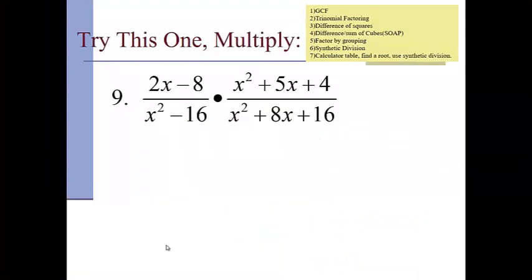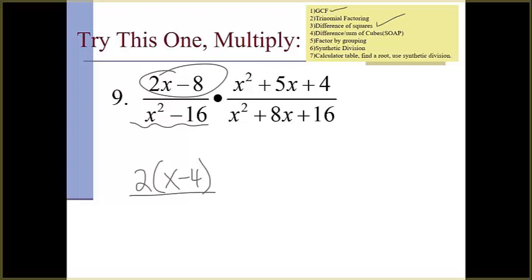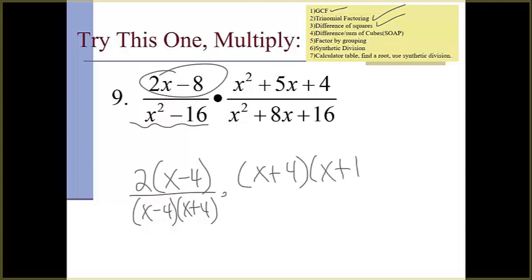Okay, so next one, multiplying yet again, and again we have 4 separate problems. So I'm not going to use my color coding. I'm just going to do these a little bit quicker. So this guy here has a GCF of 2, which gives you x minus 4 on the top. This guy here is a difference of squares. So notice I've got a GCF, I've got a difference of squares that I'm about to use, x minus 4, x plus 4. I have a trinomial factoring. So I have an x plus 4 and an x plus 1.